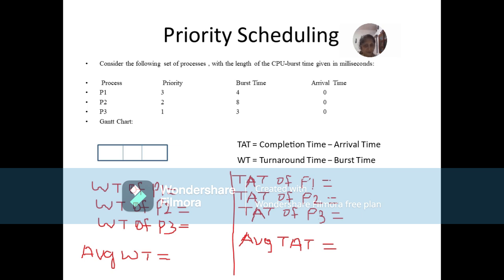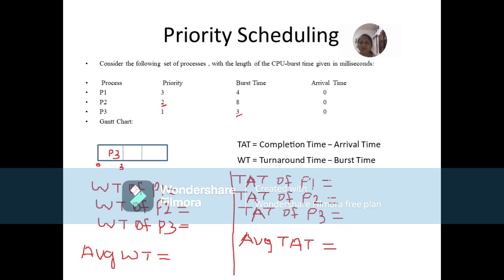So let's write our Gantt chart. At time 0, which process gets a chance to get inside the CPU? The highest priority is process P3, so let's write P3. What is the burst time of P3? The burst time of P3 is 3. So at time 3, P3 is fully completed.